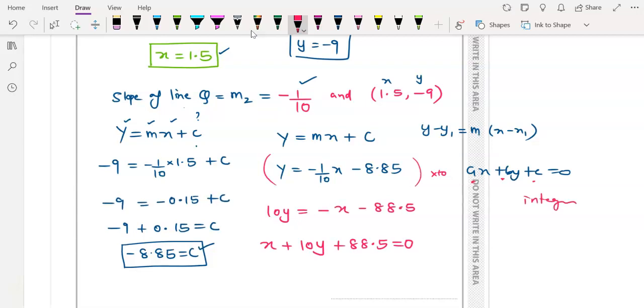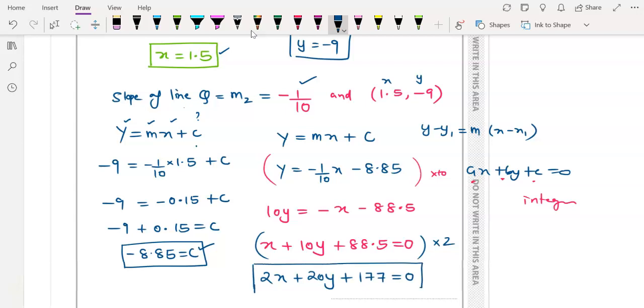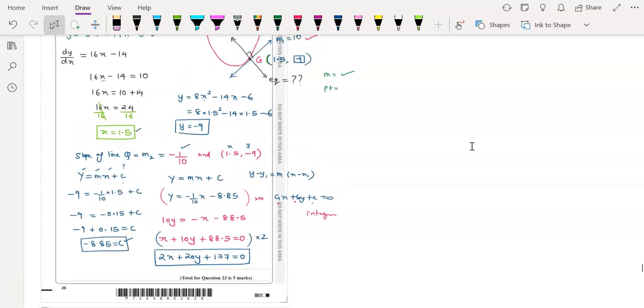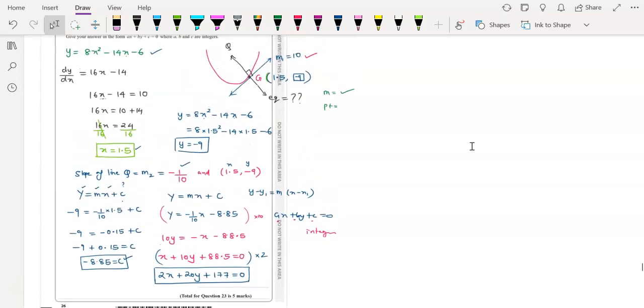To cancel it out, what we do is we multiply the whole thing by 2. So just double the whole equation. So you will get 2x, 10 times 2 will be 20y, plus 88.5 times 2 will give you 177, equals 0. So this is the equation of line Q in the required form. Okay, that's it in this question.